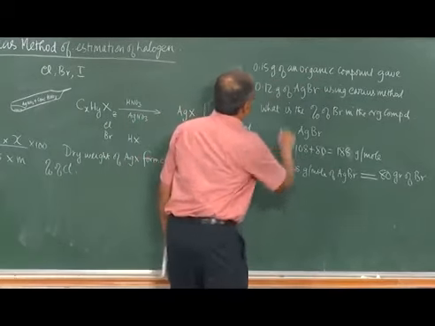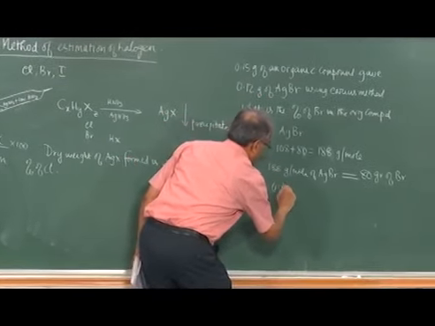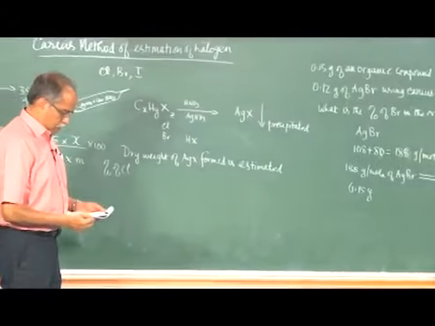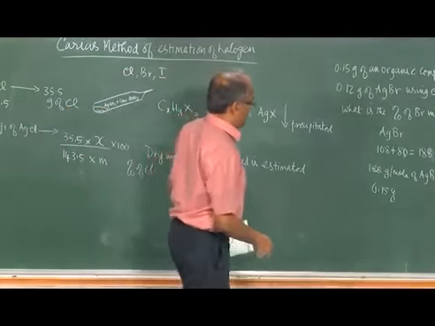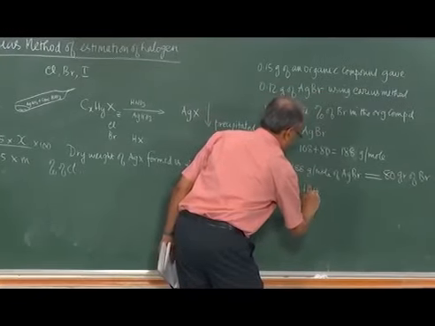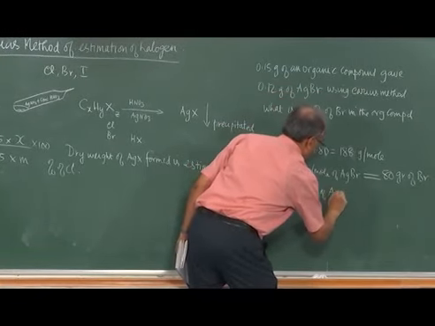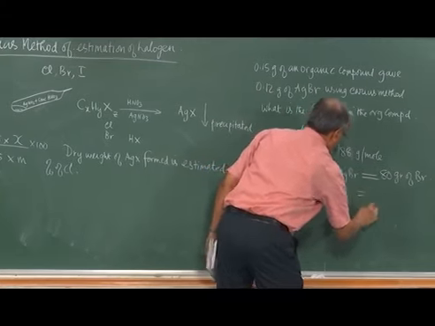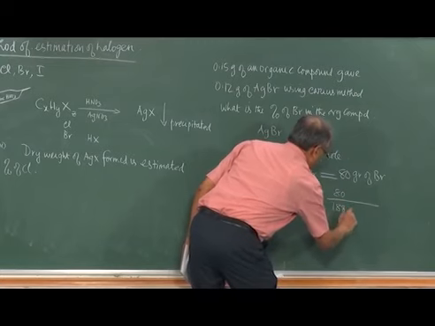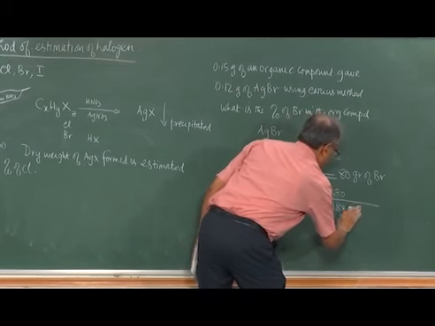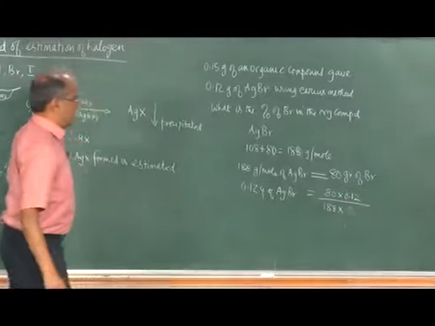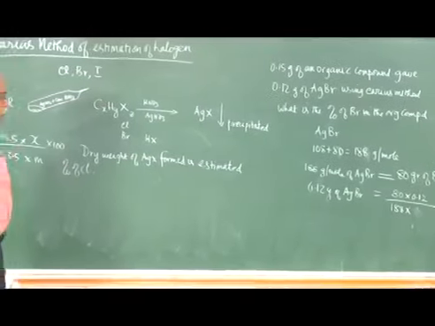Therefore, for 0.15 grams of the silver bromide, how much is the... sorry, 0.12 grams of the silver bromide, this would be equal to 80 divided by 188 multiplied by 0.12. So, this is the amount of bromine that is present in the compound.